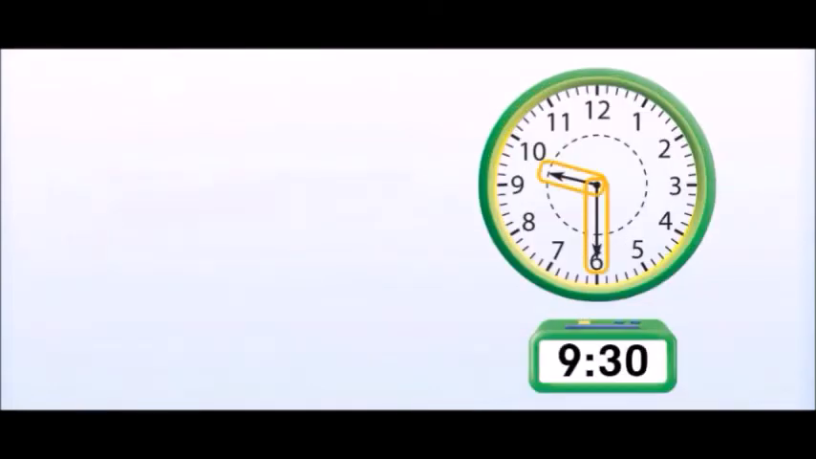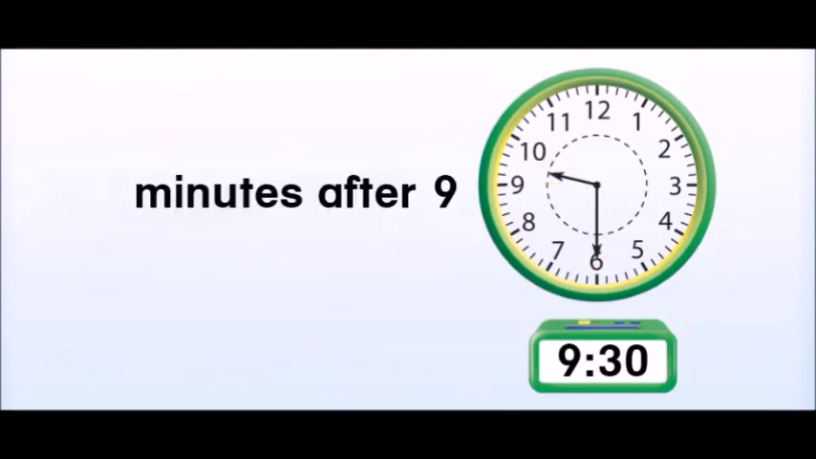What time does this clock show? 9:30. The hour hand points halfway between the 9 and the 10, and the minute hand points to the 6. What is another way to say 9:30? It's 30 minutes after 9.